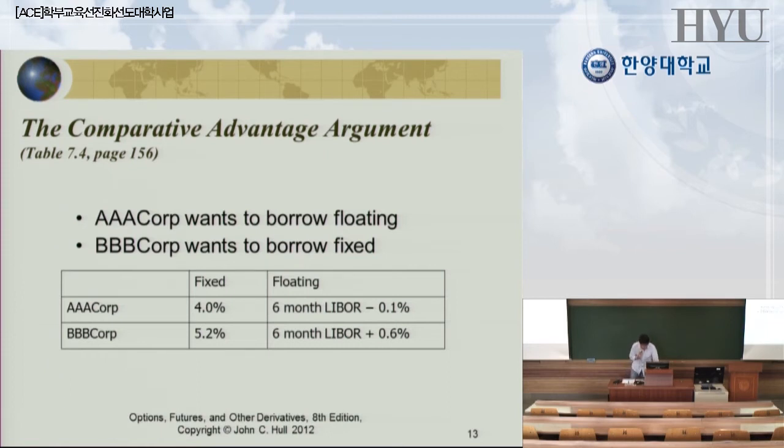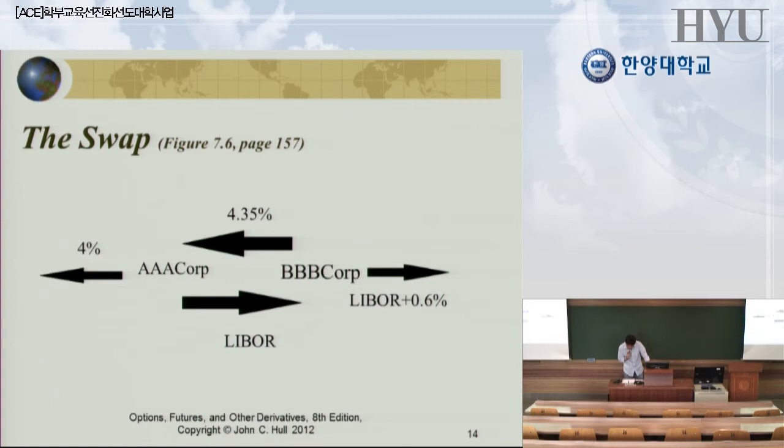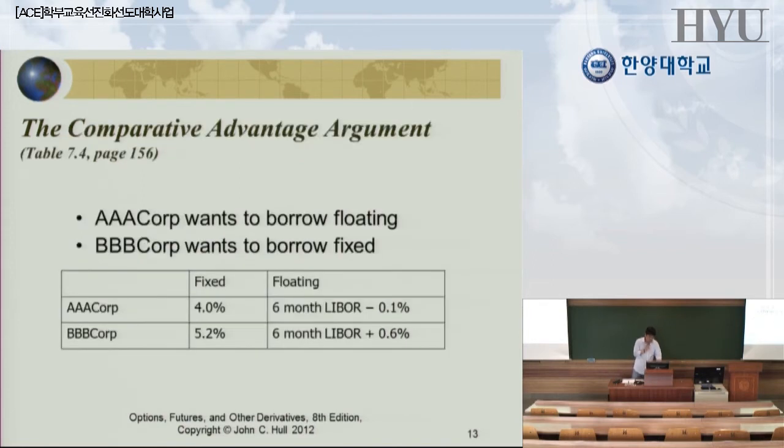Yes, for the AAA, if they change the fixed rate of 4% into a floating rate, they would be borrowing at LIBOR minus 0.35%, which is 0.25% per annum. So in other words, these two corporations would benefit each other if they take the comparative advantage of the interest rate and swap those interest rates with each other.